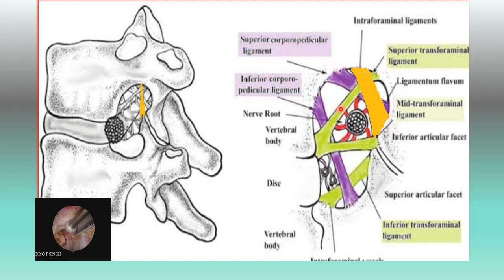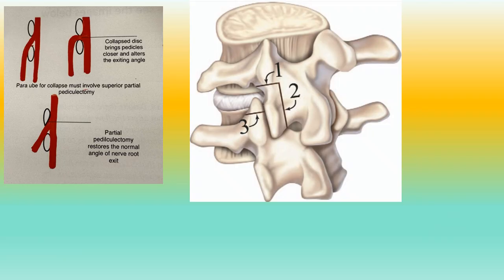This is the anatomy of the foramen. This is the root, and most important is the foraminal ligament, the ligamentum flavum reaching up to the foramen. Now sometimes the distance between the pedicles reduces to this, and this vertical orientation of the root becomes horizontal. So you need to do some part of pedicle resection like this to make it more vertical than horizontal.